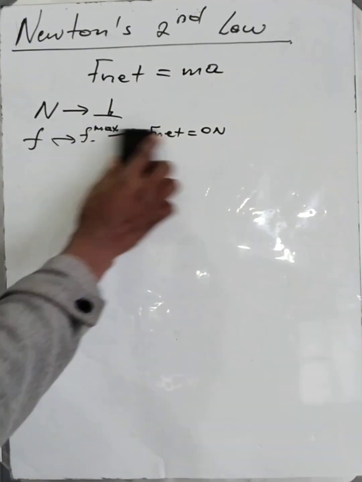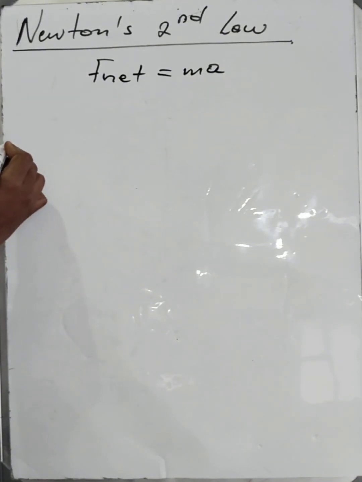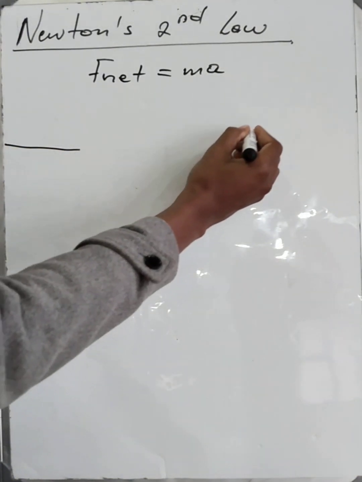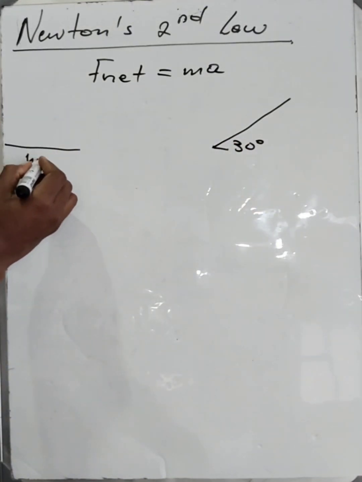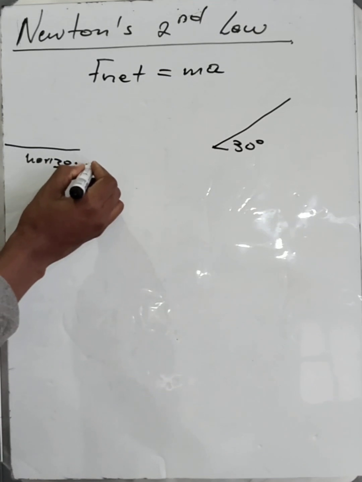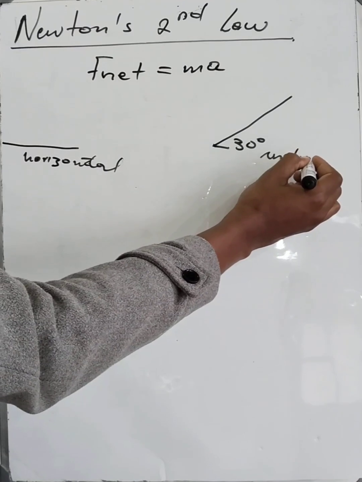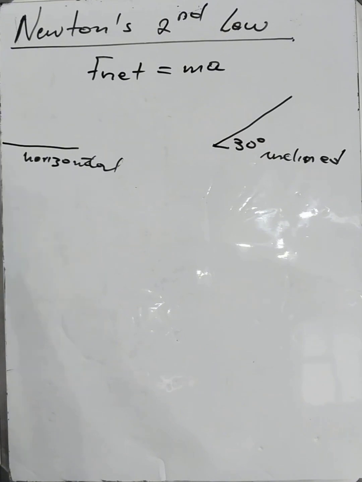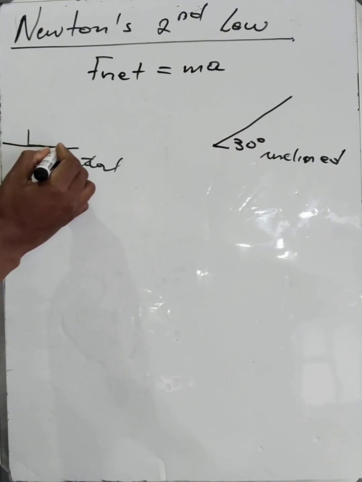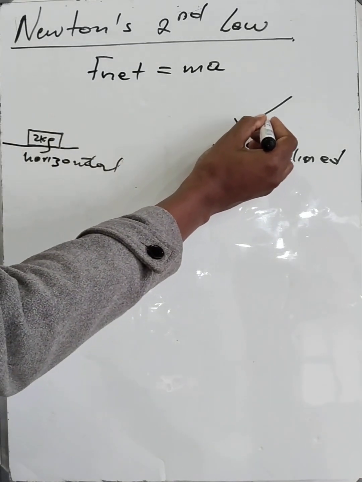So let's focus on the normal force now, to draw the free body diagram. A normal force is a force exerted by the surface. We have two types of surface: a horizontal surface and an inclined surface, right? So let's say we have an object here, 2 kg. Then we have the same object there, 2 kg.